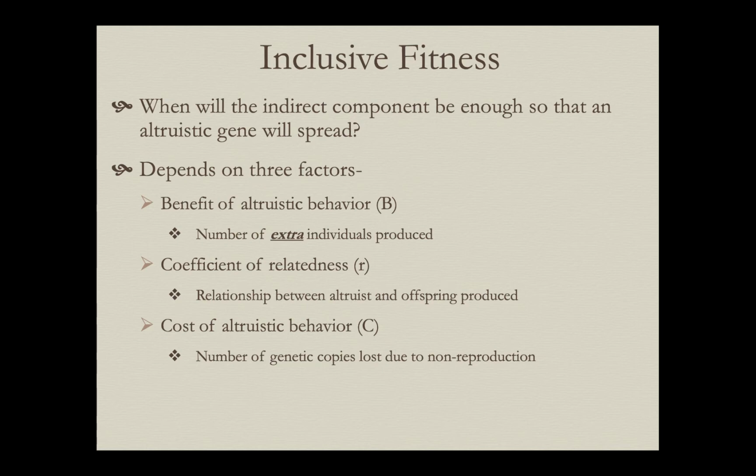So that's going to modify the benefits associated with the altruistic behavior. The cost of the behavior is simply the number of gene copies that you could have passed on if you would have reproduced. So if you forego reproduction, what are you giving up? That's the cost. And so Hamilton's rule is abbreviated as B times R minus C. So the benefit, the B, is devalued depending on the relatedness of the extra individuals you reproduce. And as long as that quantity is greater than the cost, C, then that altruistic gene should evolve.